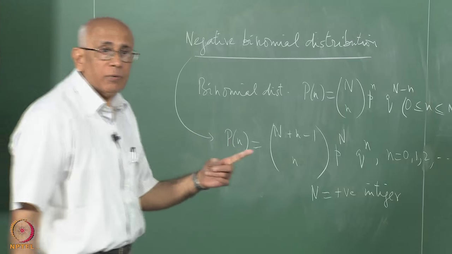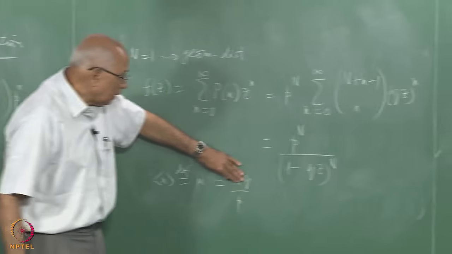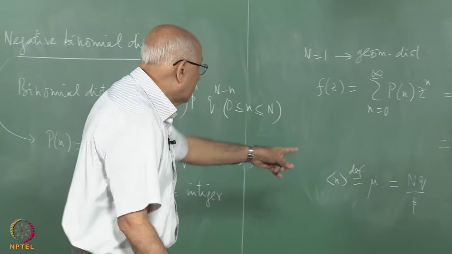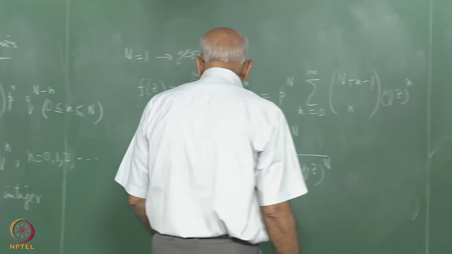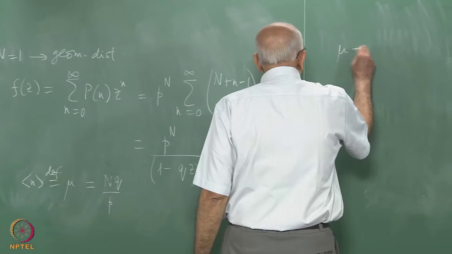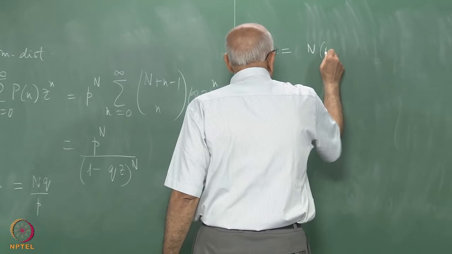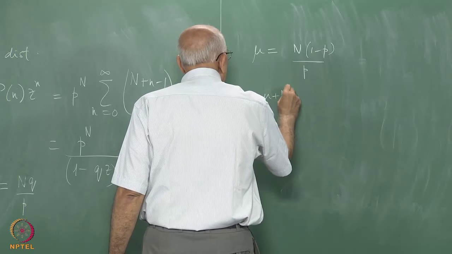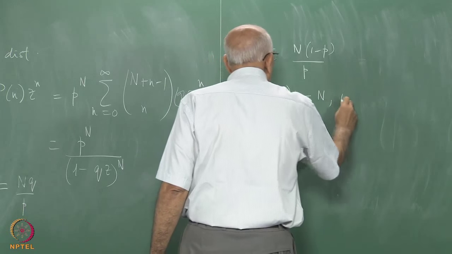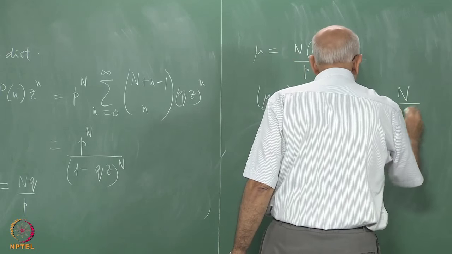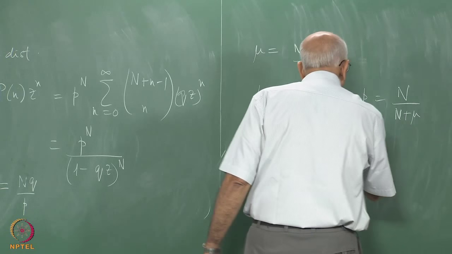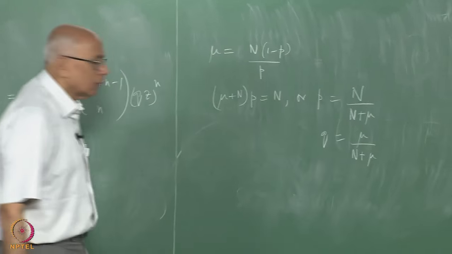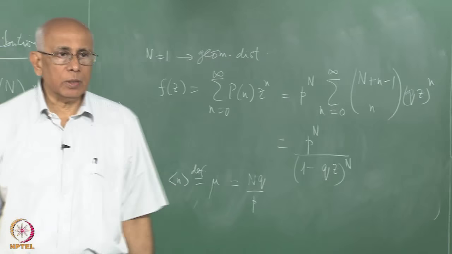Now of course we know already that for the geometric distribution, when you put capital N equal to 1, it is q over p, you know that already. Let us rewrite this a little bit, and let us write this as mu equal to n times 1 minus p over p, which means that mu plus mu p equal to n, or p equal to n over n plus mu, and q of course, 1 minus p, is mu over n plus mu.